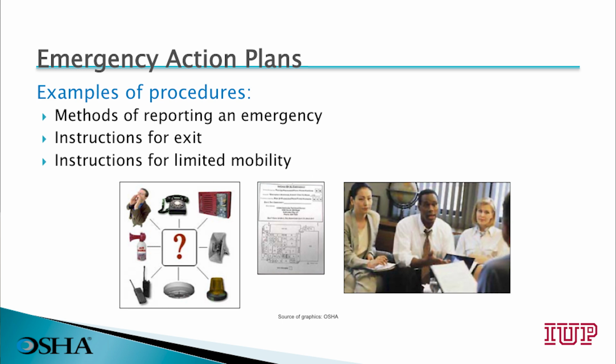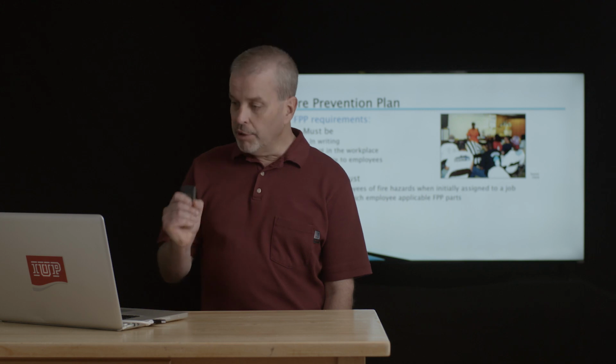Emergency action plan procedures can include methods of reporting an emergency, such as pull stations, telephones, walkie-talkies, instructions for exiting the facility, and instructions for helping those coworkers who suffer limited mobility. Fire prevention plans are a little bit different.